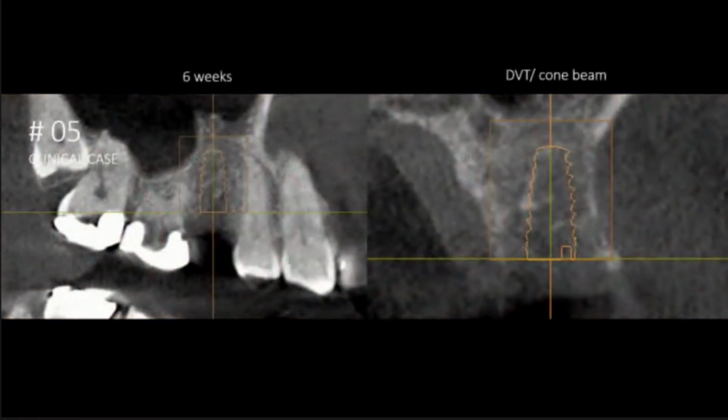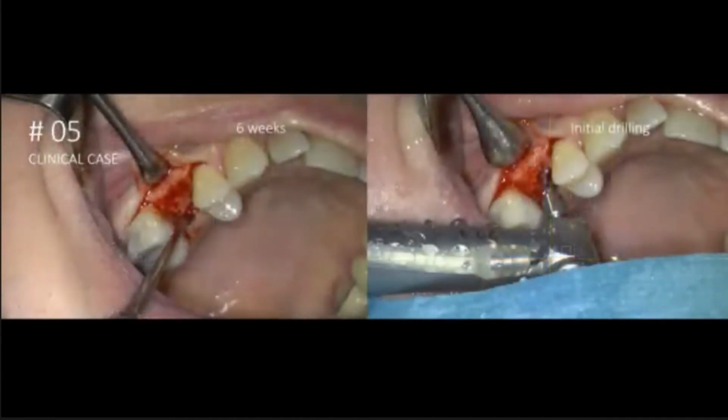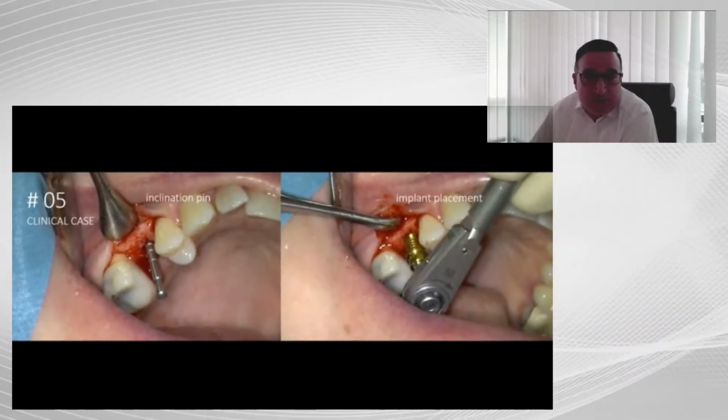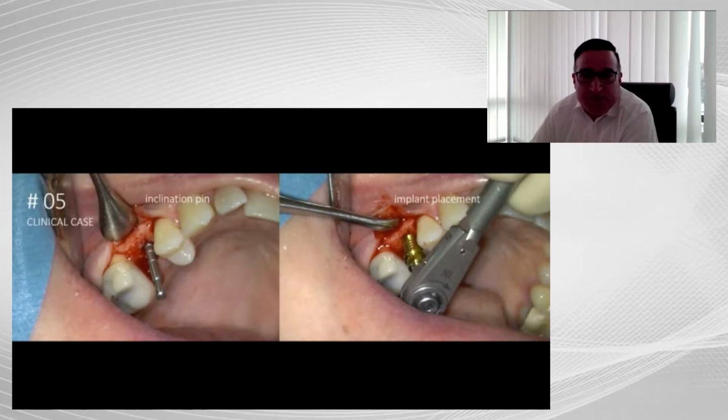Previously, we carried out our implant planning using a DVT cone beam. And also here you can see the structure of the bone and the planning of our implant. And now you can see the pictures of the implantation. On the left, very nice, we have after flap preparation, very nice bone condition. On the right, you can see the initial drilling, then the determination and checking of the inclination and position of the implant.